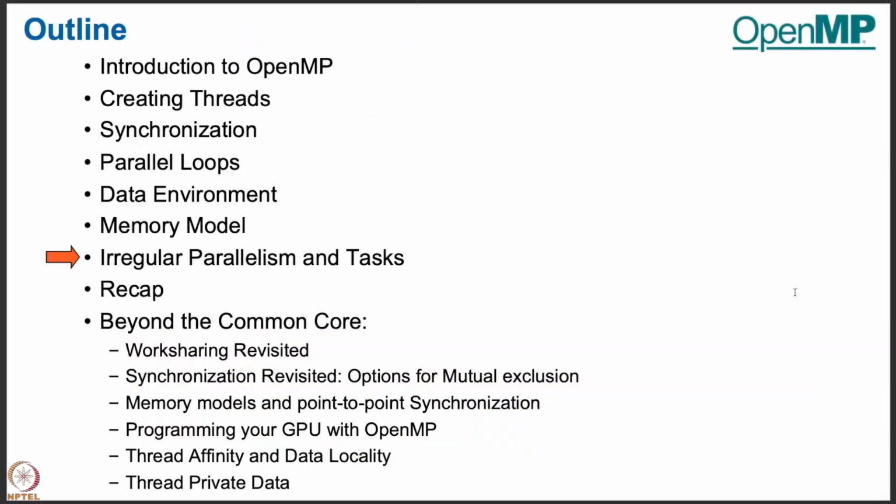Now, so far we have been looking at parallelism where the tasks are more or less regular. For example, splitting a for loop. Now we will look at irregular parallelism where the tasks are not of uniform length.